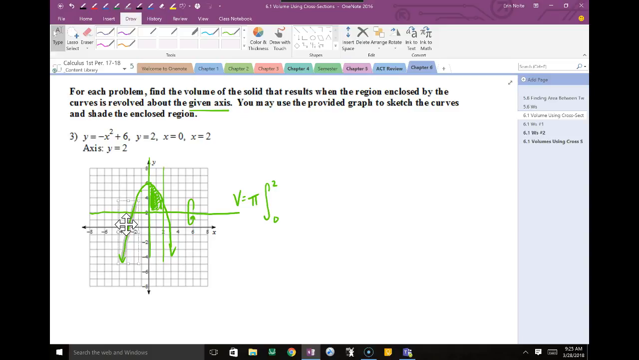So could you just put negative x squared plus 4? Or is that not okay? No, that would be fine.